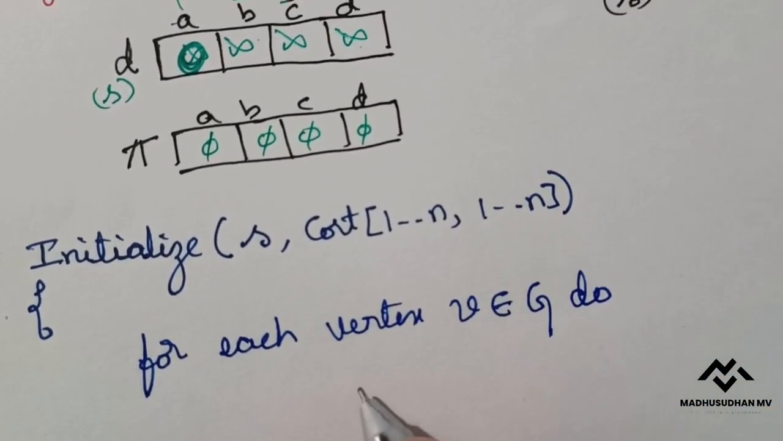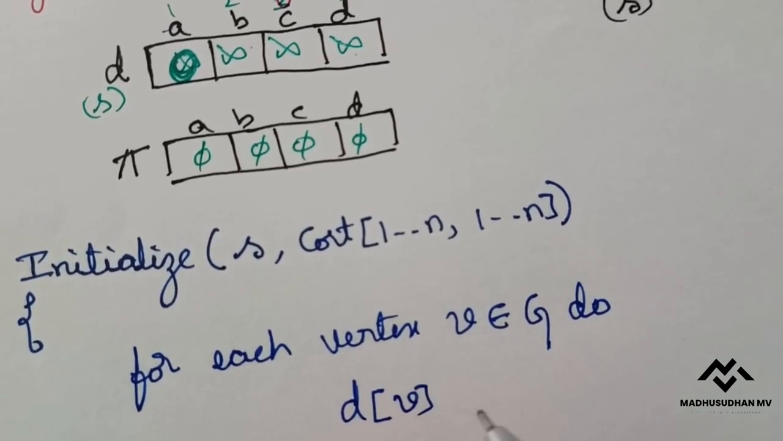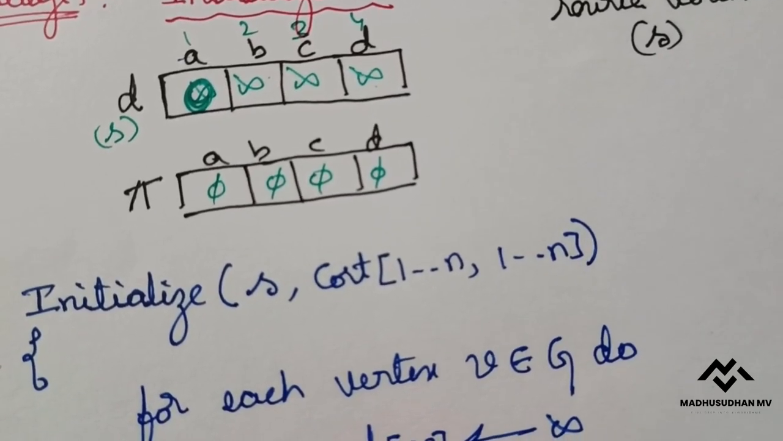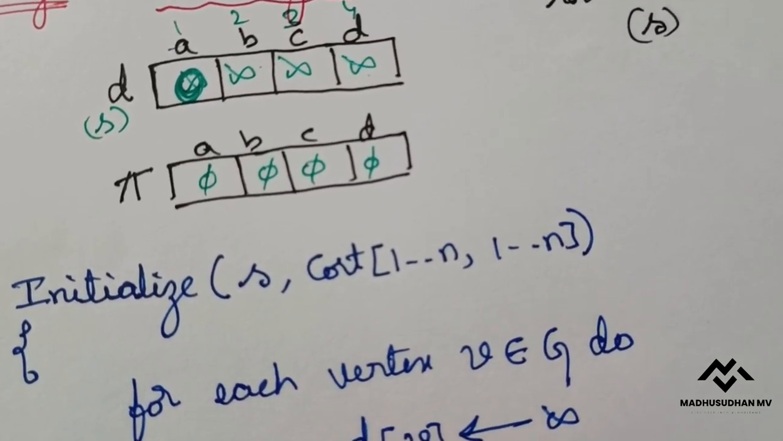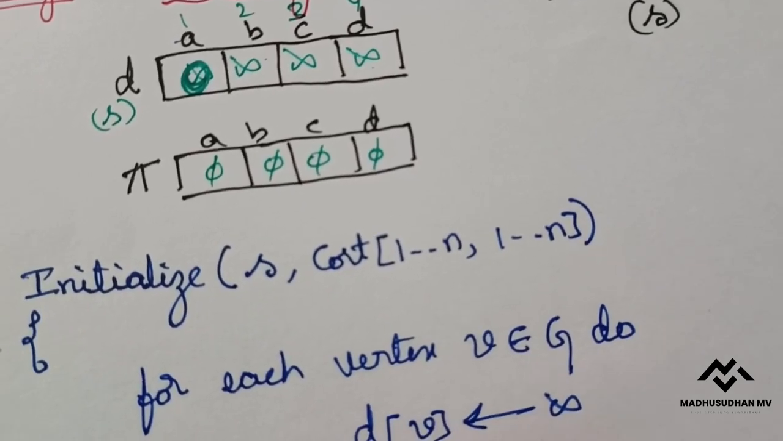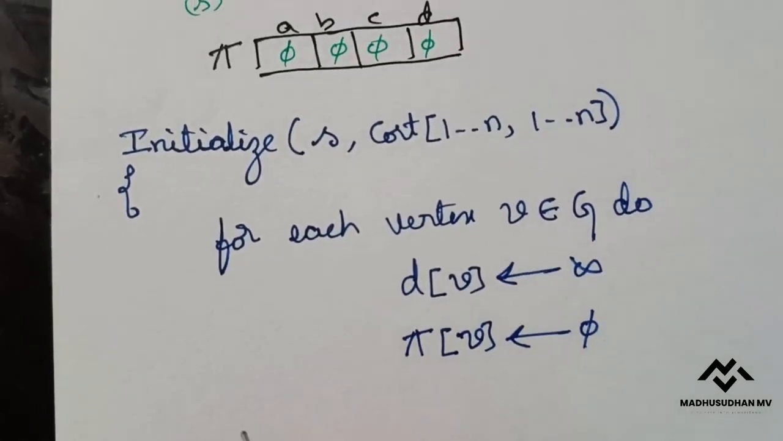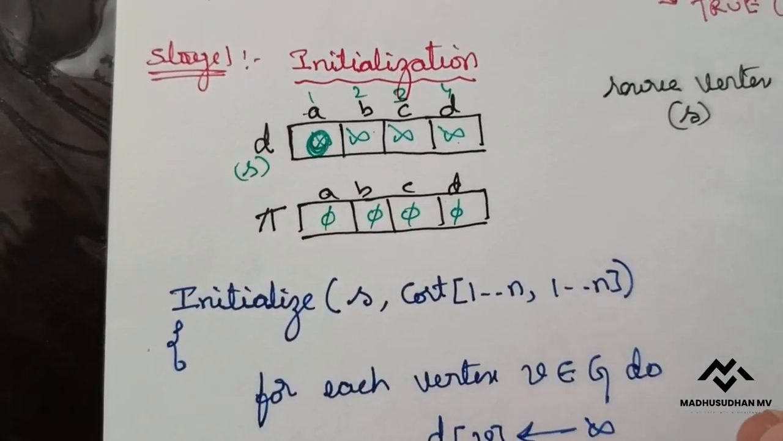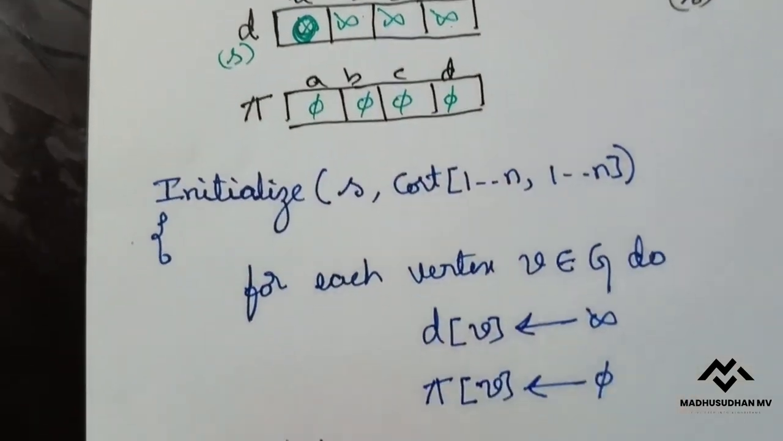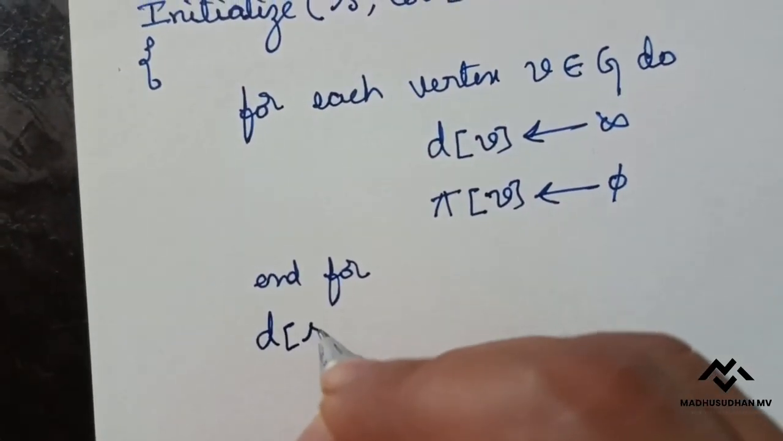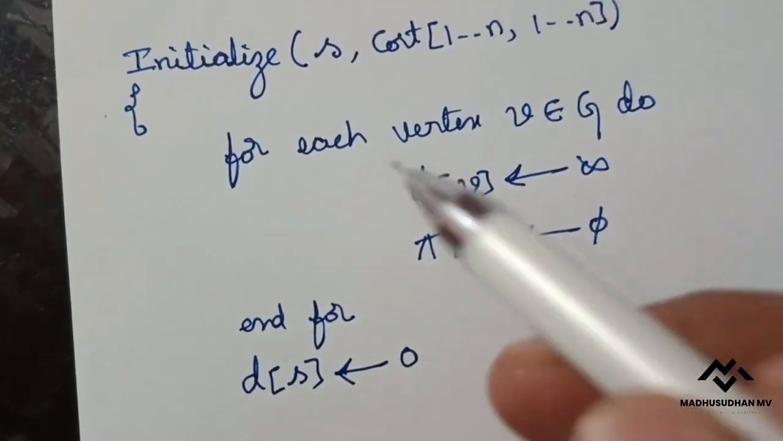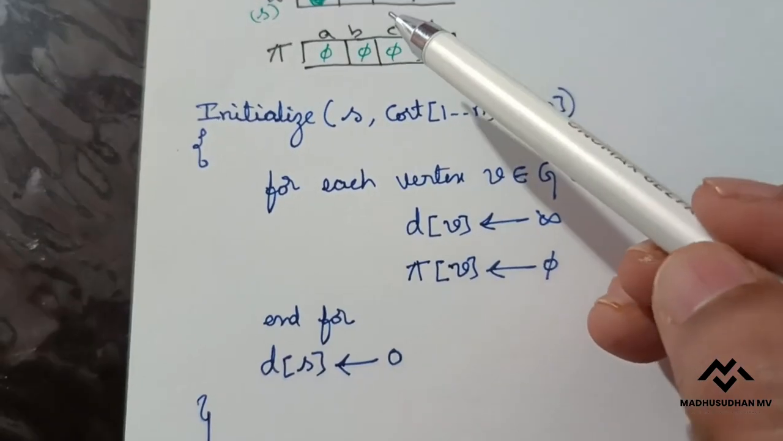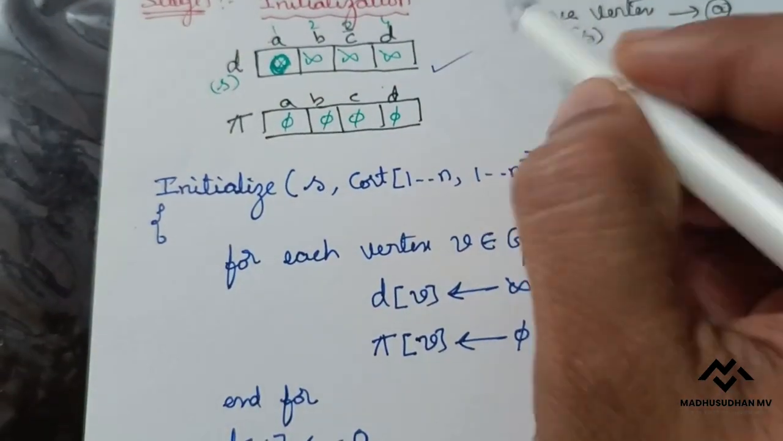So I took the distance d. For each vertex, what we did? We stored infinity. Next, pi of that vertex v, for that one we did null. This is what we did, right? So that's it, we did end for. And finally, after choosing the source vertex, for the source vertex I made 0. So I will write d of s is equal to 0. This is what I did here. Okay, this is done. Initialize. This is one part.